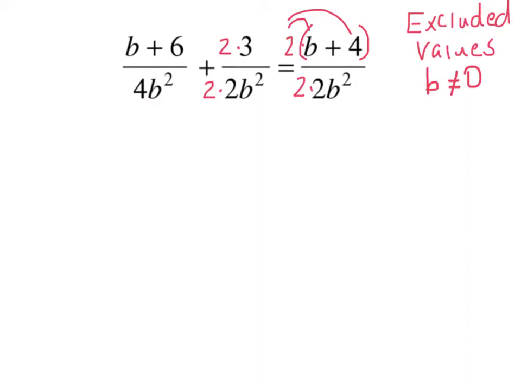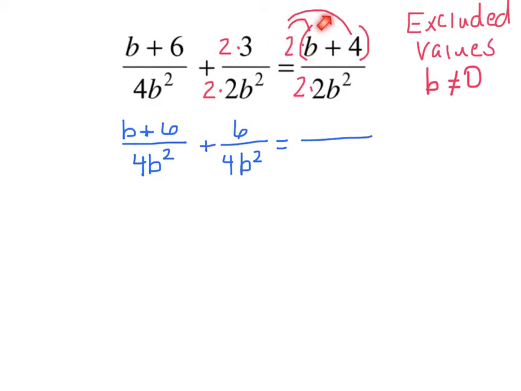So now our equation looks like this. We left the first fraction the same. Second one is 6 over 4b squared. Be careful, b's and 6's can look a lot alike. If you want to change them to x's, that's perfectly fine. Probably a good idea. And then when we distribute here, 2b plus what? 2 times 4. 2b plus 8. And that will be 4b squared.